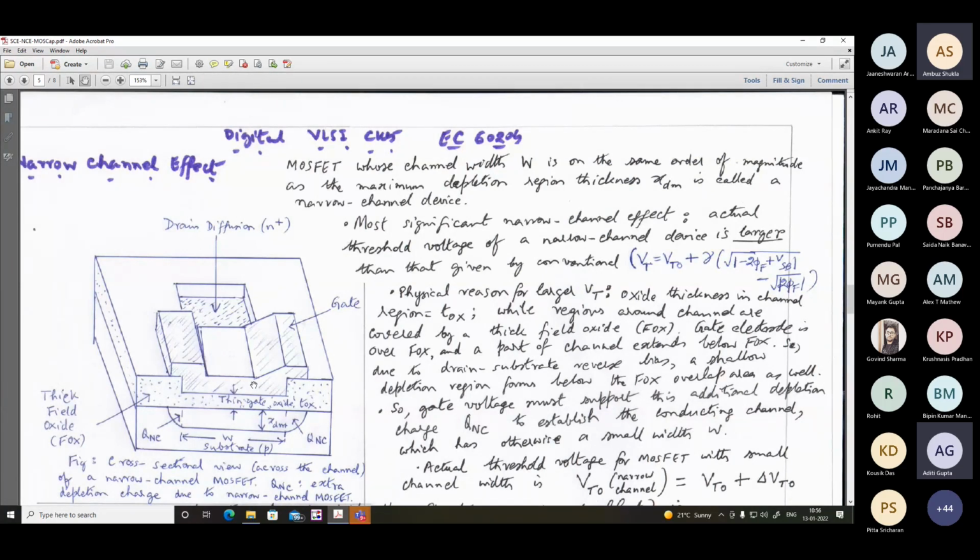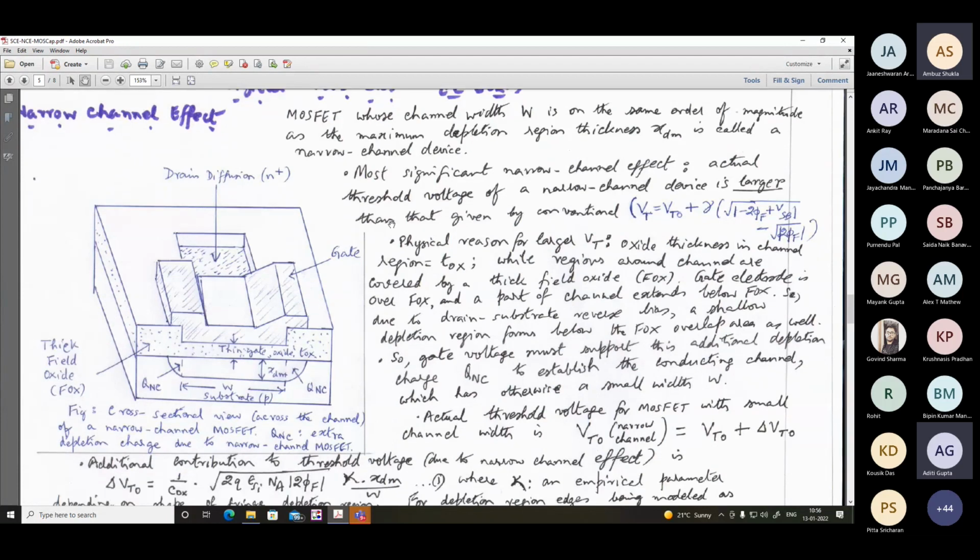A MOSFET whose channel width W is on the same order of magnitude as the maximum depletion region thickness XDM is called a narrow channel device. And what is the significant narrow channel effect? It is the opposing effect. That means the actual threshold voltage of a narrow channel device is larger than that given by this.